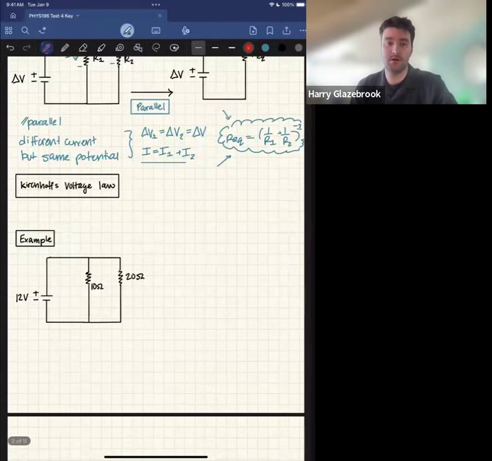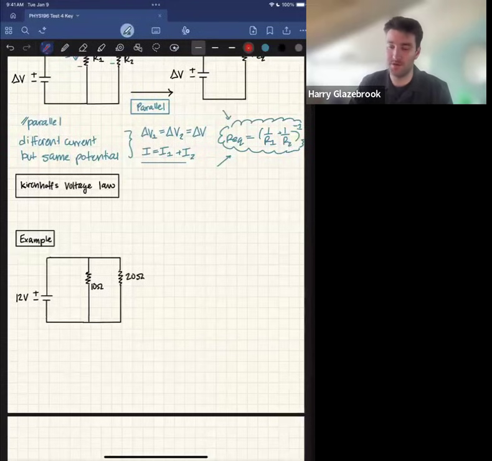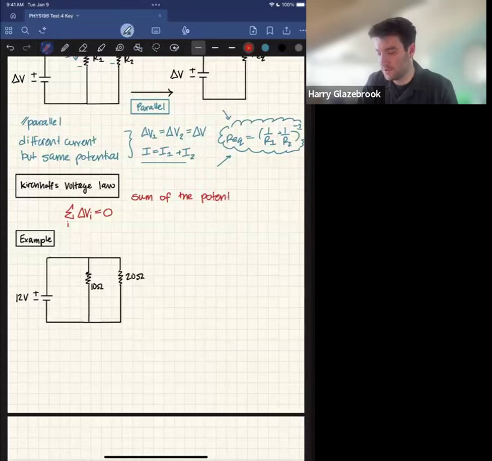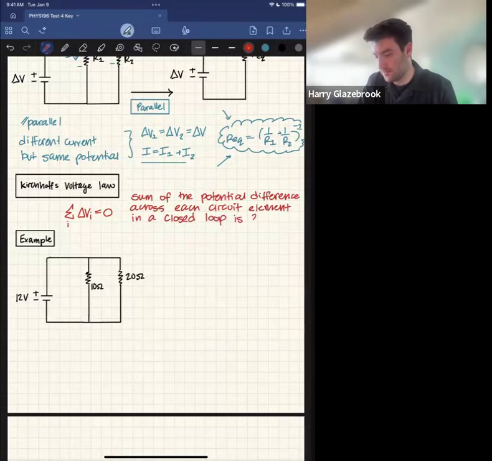So now we're going to go to Kirchhoff's voltage law. This is one of the more important ones. All it says is that the sum of the potential differences of each circuit element, of which let's say there are I circuit elements in your circuit, the sum of all those potential differences in a closed loop has to equal 0. So this is the equation, but I like writing it out. Again, the sum of the potential differences across each circuit element in a closed loop is 0. Cool.